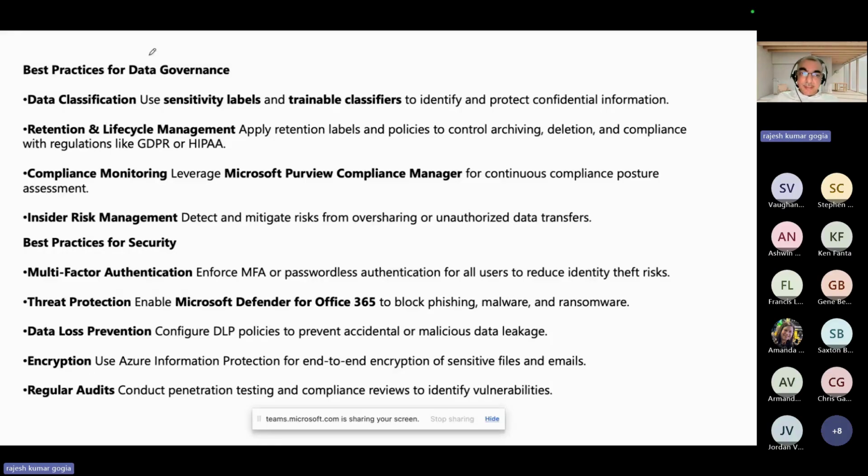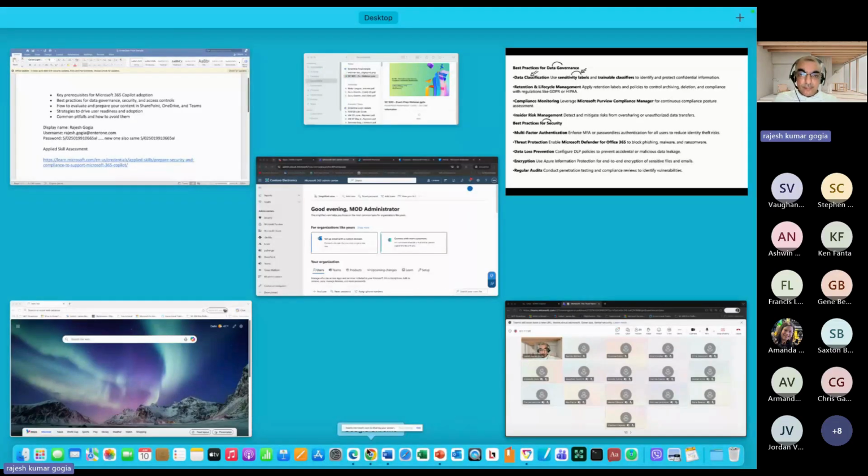So when we understand the importance, from the best practices of data governance, best practices for security from the data governance perspective, the first thing they recommend is data classification. And with data classification itself, it becomes very important for us to specify the labels.